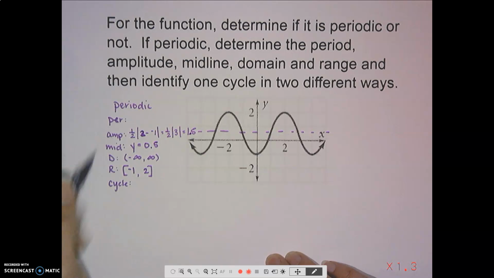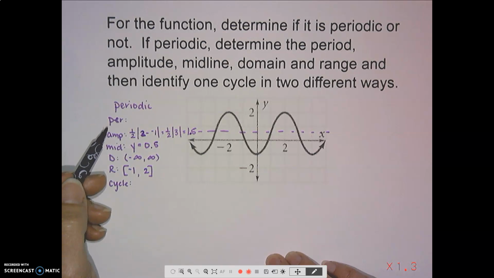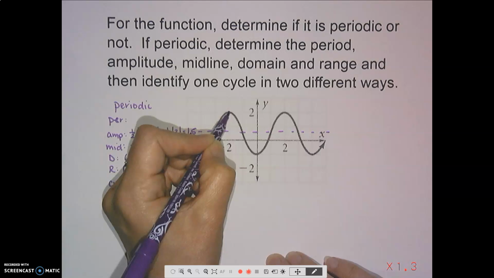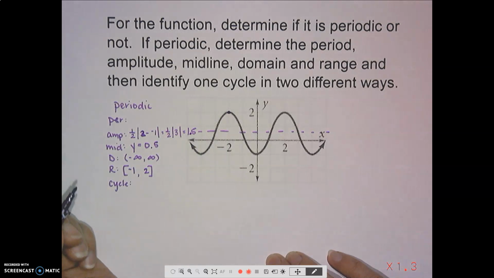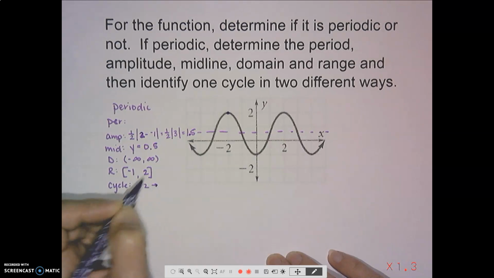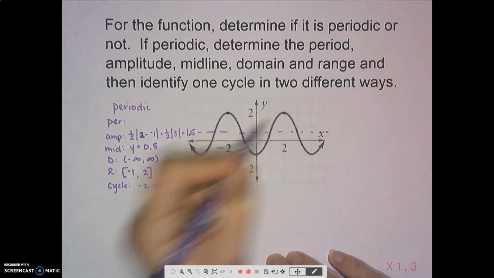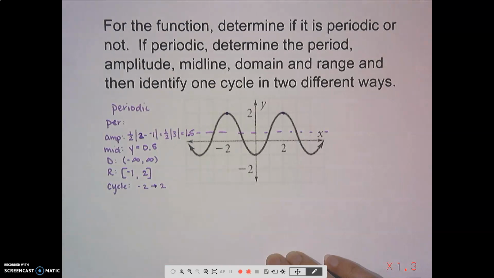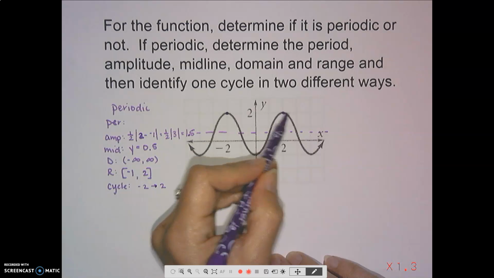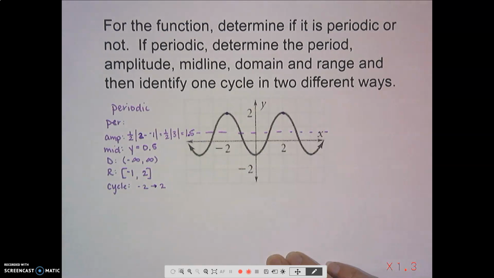Now, for period and cycle, we've got to figure out what we can copy and paste over and over and over again. So I could start here at -2 and go to +2, and that's one cycle. I could go from the top to the top of the hump and just keep copying and pasting that over and over and over again.